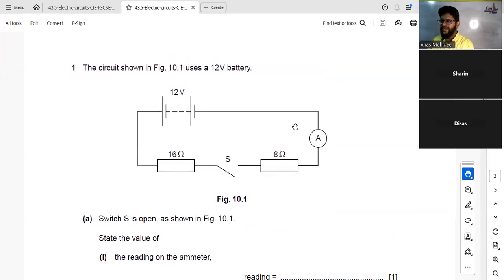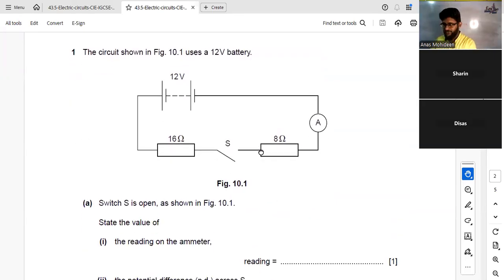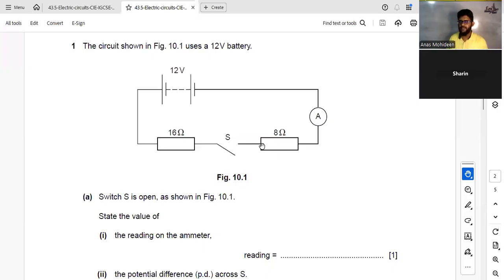The circuit shown in the diagram uses a 12-volt battery. Have you seen one point? A dry cell, when we take it, is one symbol, only one symbol. When there are two, like 3-volt, we draw two. But for more than three, we mark some short dotted lines between the two, which refers to a battery. So two or more dry cells connected together is called a battery.